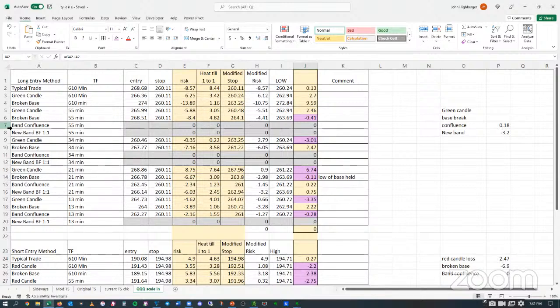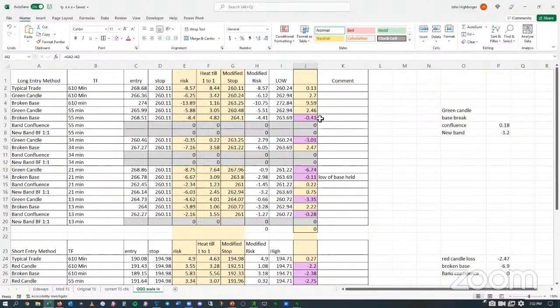Then you have the band confluence, which you can see the first time we saw that was on the 21-minute. And that would be your modified stop there, putting your stop at the distal of the confluence band. And then with the new band being formed here, you would also modify your stop to be at the distal of the new band. So those are looking at the modified stops.